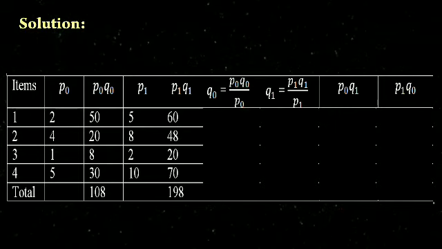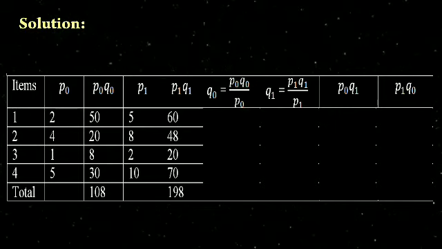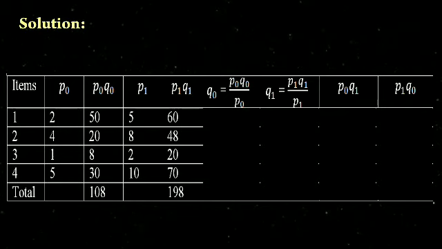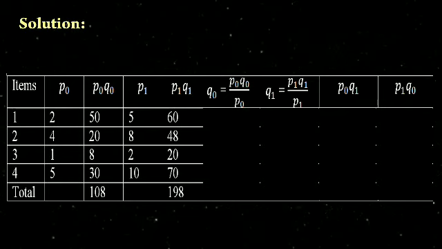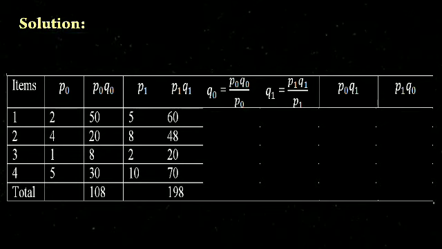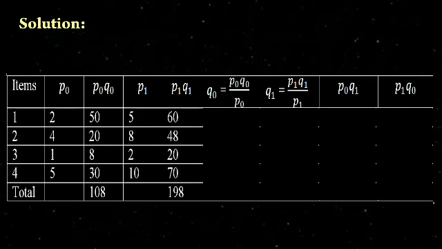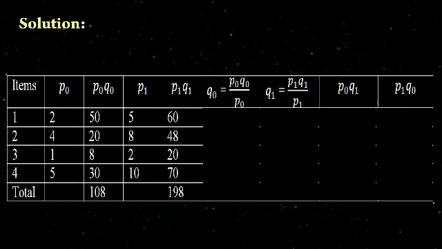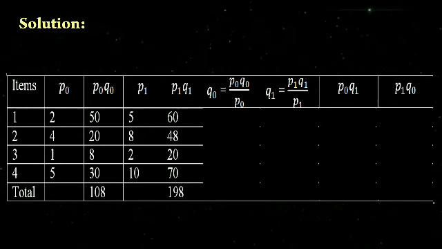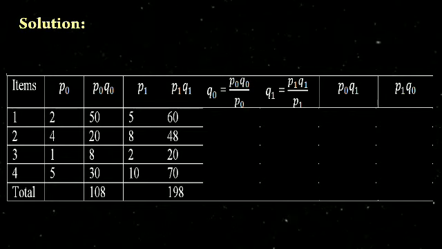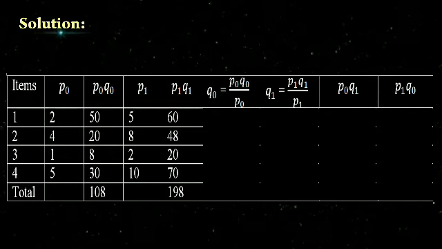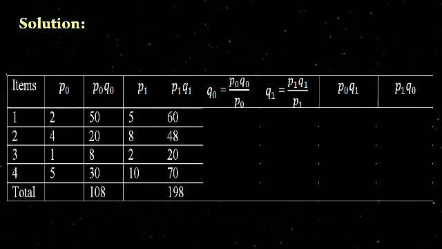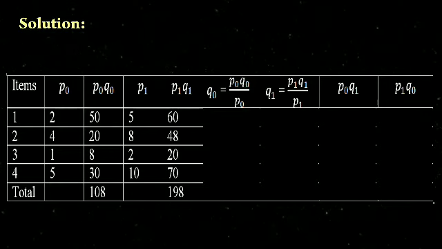The values are 60, 48, 20 and 70. Now the next step, you should compute the quantity values for both base as well as current year. So Q naught, according to the formula, quantity equal to expenditure divided by price. So first you should find quantities for the base year. So Q naught equal to expenditure for the base year, P naught Q naught, divided by price for the base year, P naught.